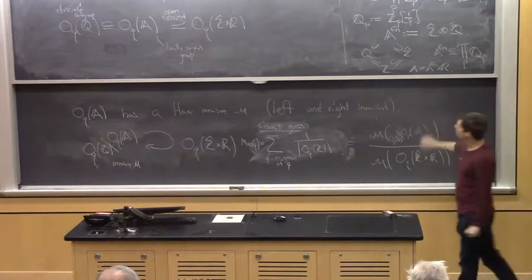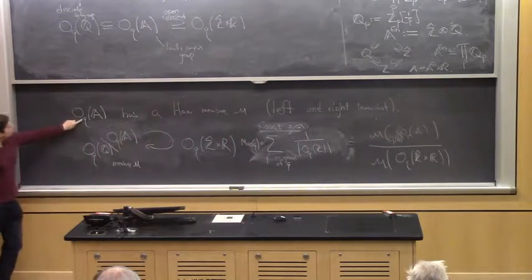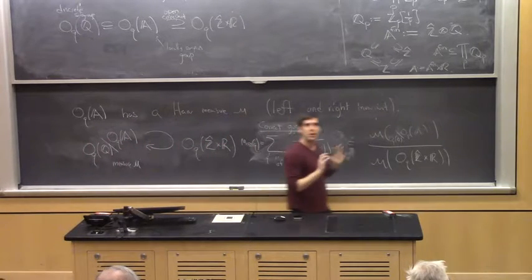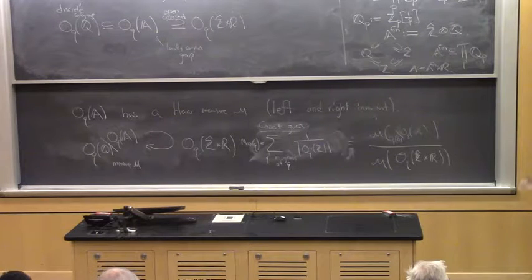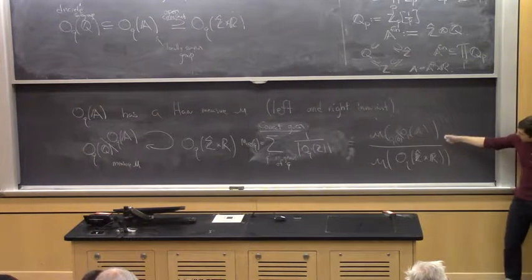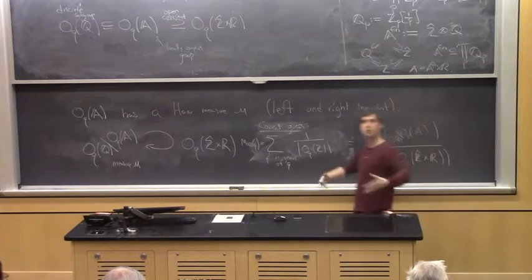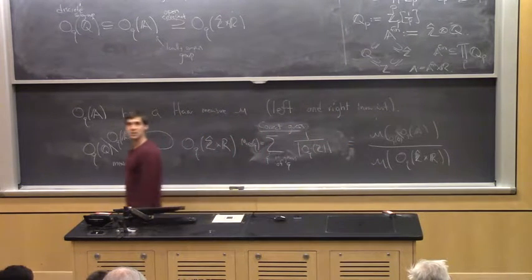And in order to make sense of this, you needed to choose a Haar measure on this group OQ of the Adeles. Now, that's not unique, but it's almost unique. Haar measure on a locally compact group is unique up to scaling. And that's okay in this expression because you'll note that mu appears in the numerator and the denominator.